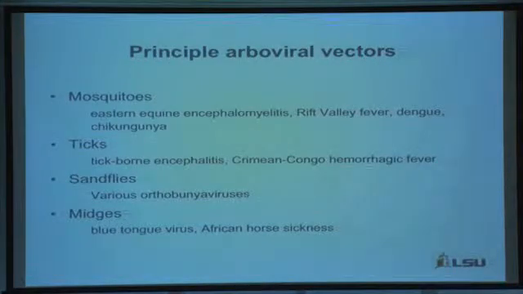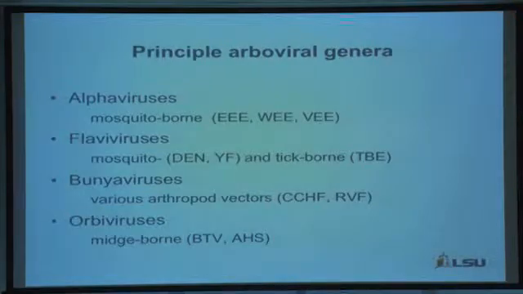So the vectors that might do this include mosquitoes, ticks, sandflies, and midges. The idea here between this slide and this one here is to show you that there's a world of these things out there. There are alphaviruses, flaviviruses, bunyaviruses, and others. And if I didn't have to go straight to Russia after this, I would have brought along my arbovirus catalog, which is about 5 inches thick and has over 700 species listed in it. So there are a number of them.